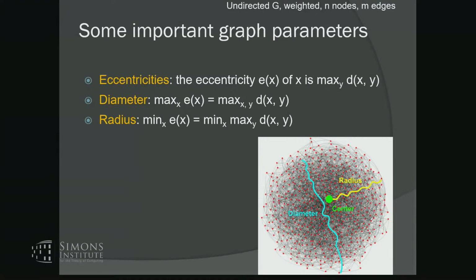So the diameter is just going to be the single largest distance in the whole graph. And the radius is the one with the minimum eccentricity. That is to say, there's some vertex called the center, for which it is distance at most radius from everybody else in the graph. There's also this parameter called median, where it's the minimum over all vertices, and then you take the sum of the distance to everybody else.